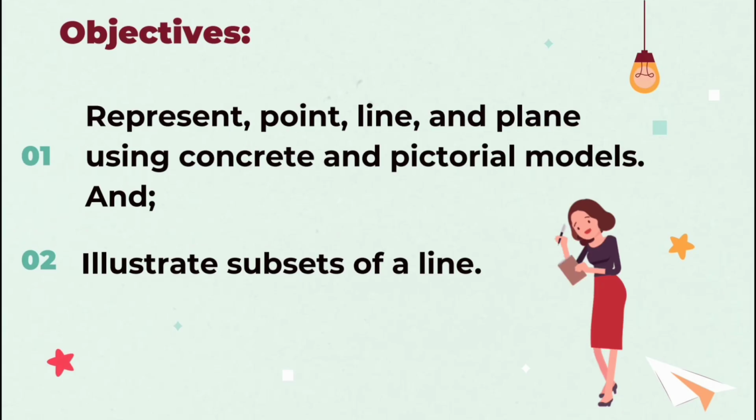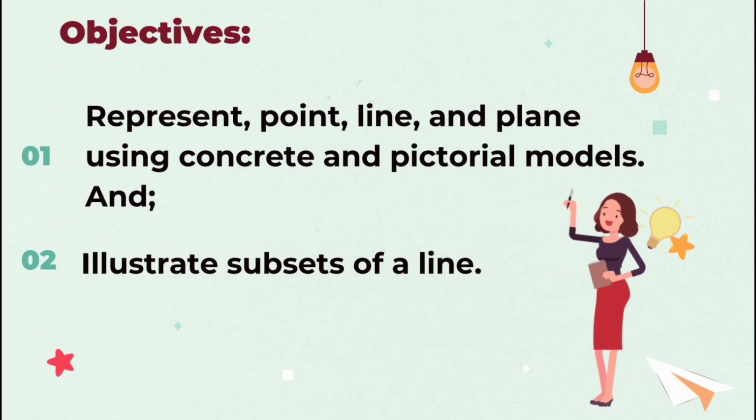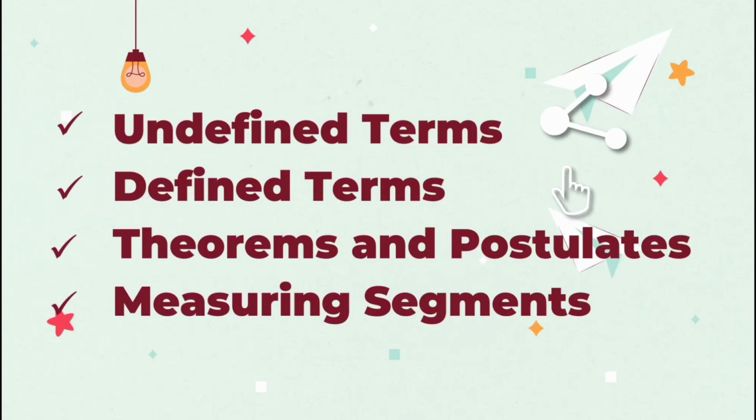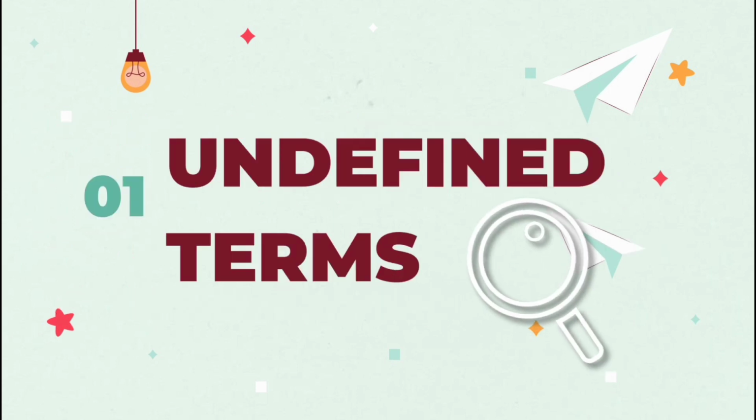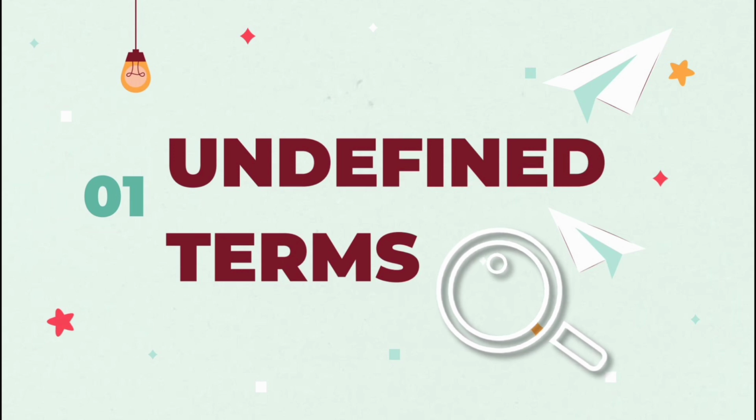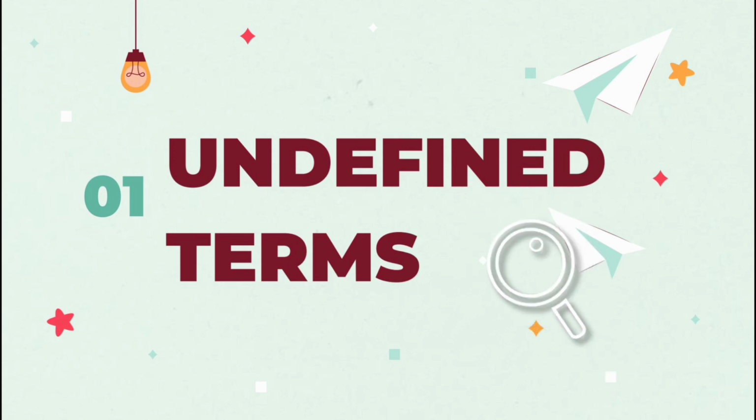The objectives of this video are to represent point, line, and plane using concrete and pictorial models, and illustrate subsets of a line. In this video, we will discuss undefined terms, defined terms, theorems and postulates, and measuring segments. Let's begin with undefined terms. Under the undefined terms are the point, line, and plane.